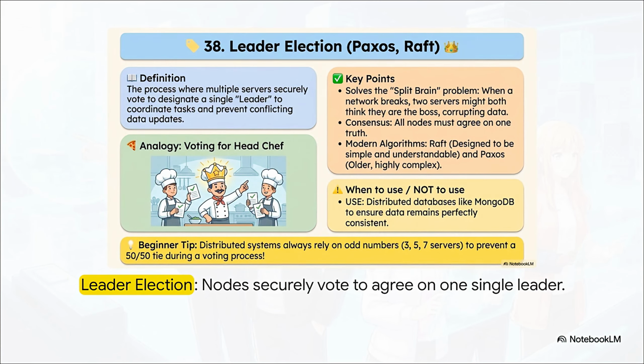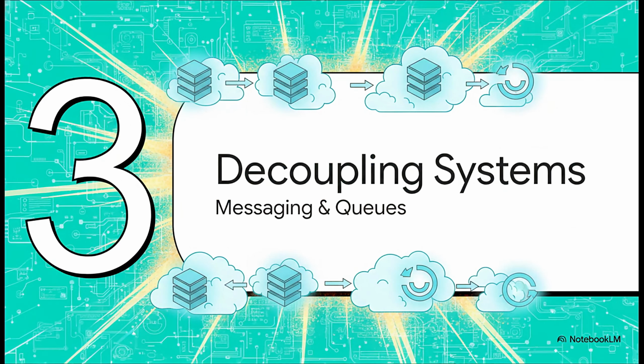And to prevent nasty data corruption during these network splits, something we often call a split brain disaster, distributed clusters use leader election algorithms. This is a process where multiple servers securely vote to designate a single leader to coordinate tasks. By using consensus algorithms like Paxos and Raft, we make sure that all nodes agree on one single, undisputed source of truth.